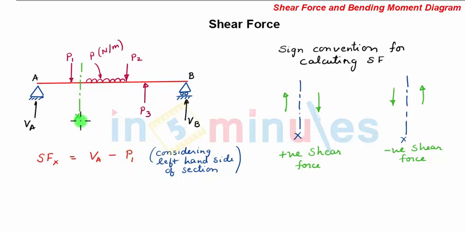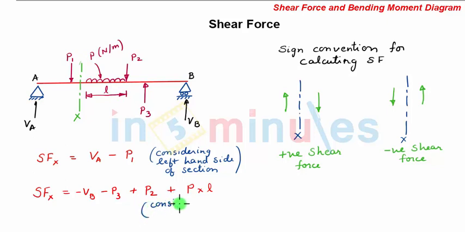We can calculate the shear force at section X by considering the right hand side of the section also. If we consider the right hand side, the shear force at X is equal to minus VB, upward on the right hand side, minus P3, upward on the right hand side, plus P2, downward on the right hand side, plus P into L, where L is the length over which this uniformly distributed load is applied.